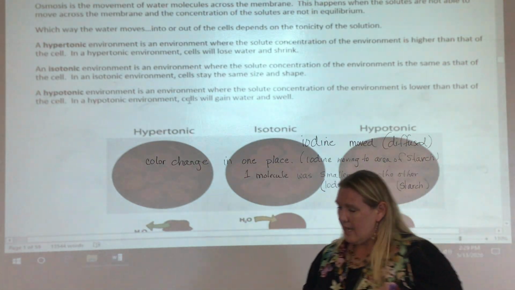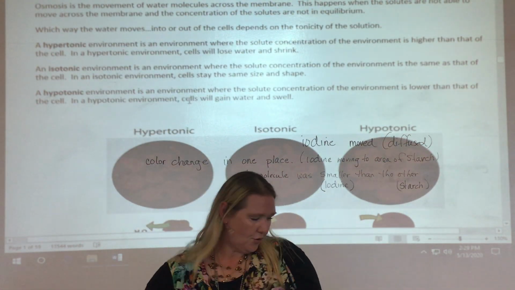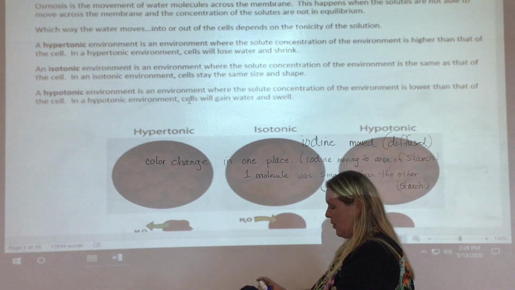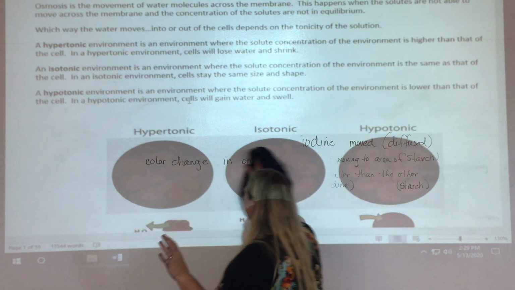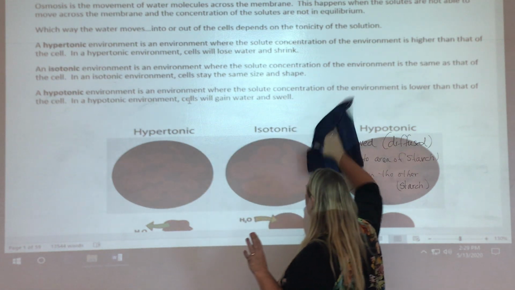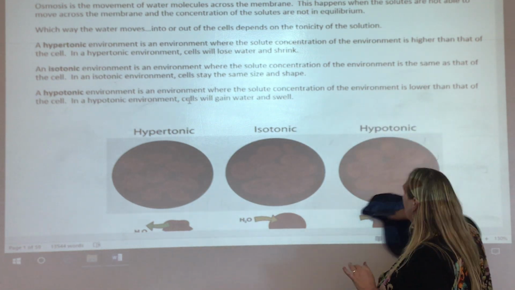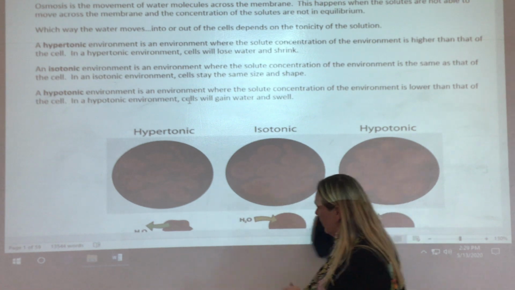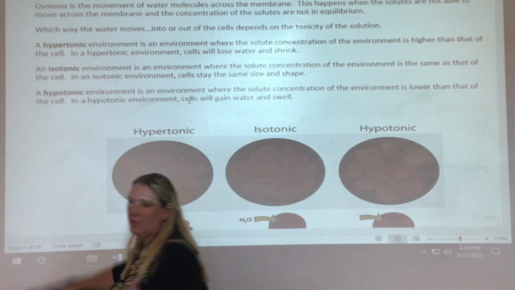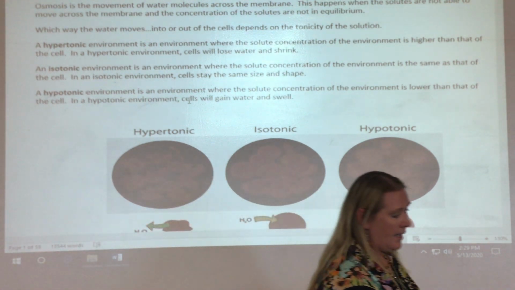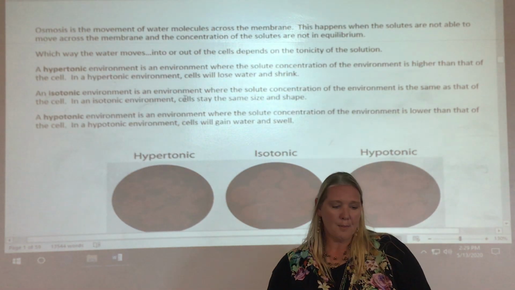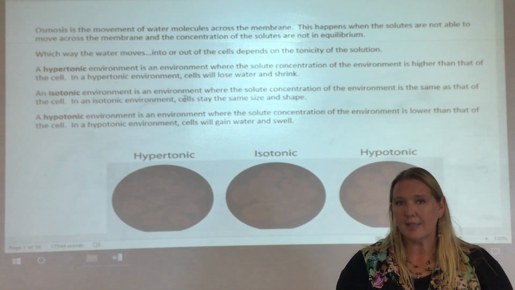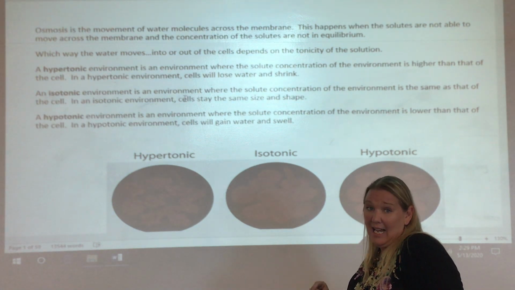All right, the next procedure is osmosis. And osmosis is a type of diffusion. It's a little specific. It's diffusion of water. And osmosis is diffusion of water across a membrane. Across a membrane. I'm going to say that 1,000 times.